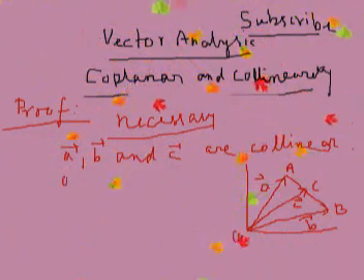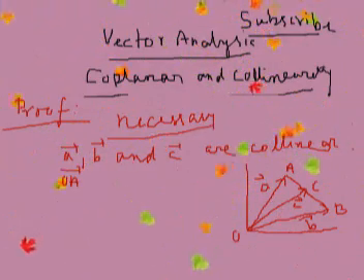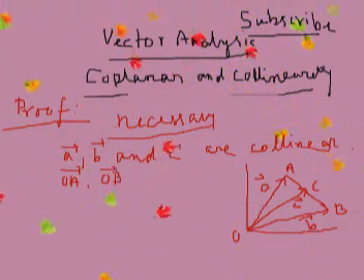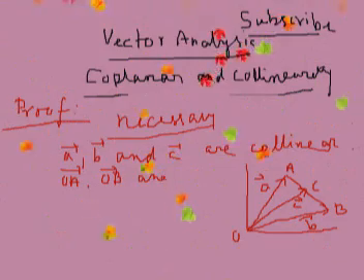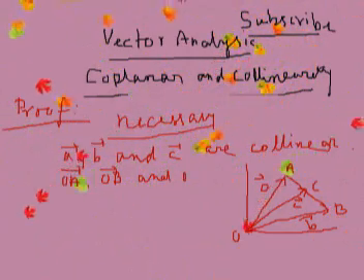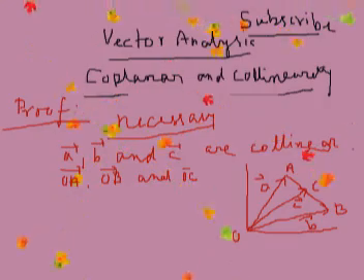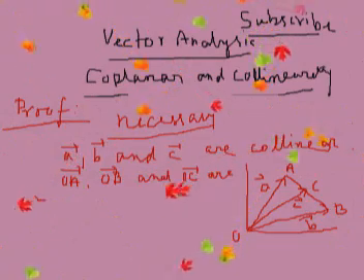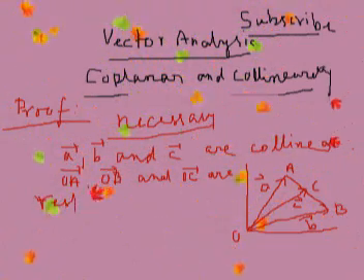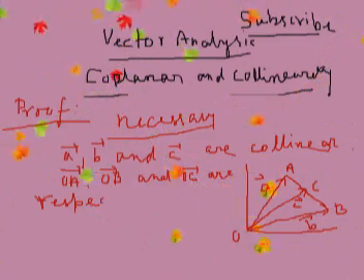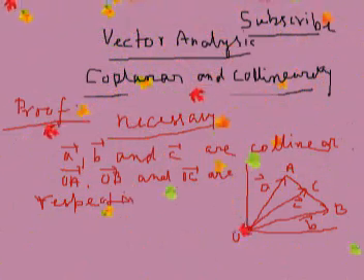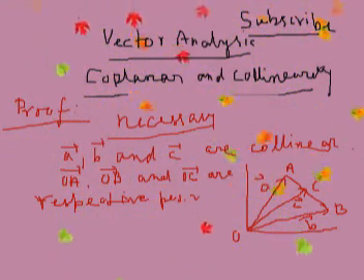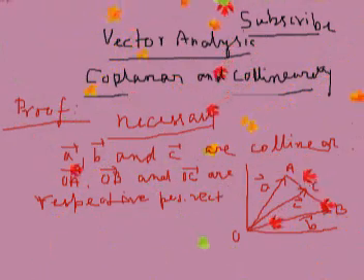So OA, OB in the two-dimensional Cartesian plane, they are the position vectors of these vectors, the respective position vectors.